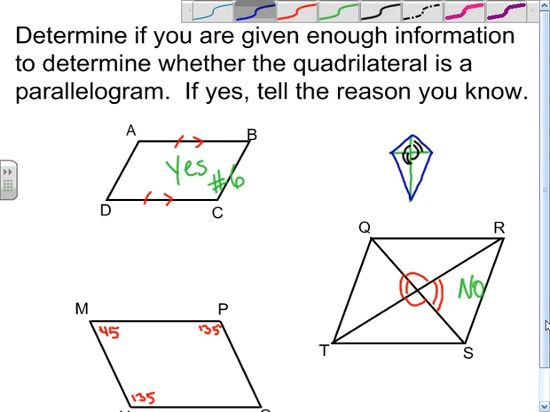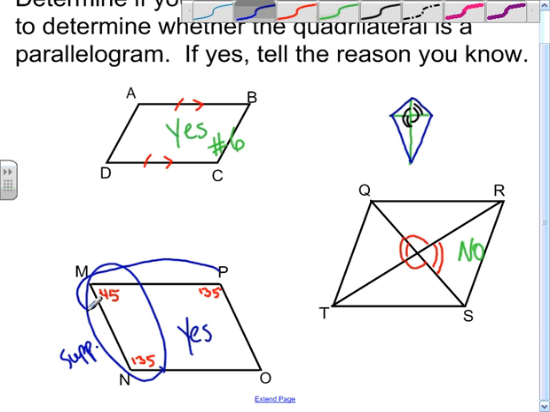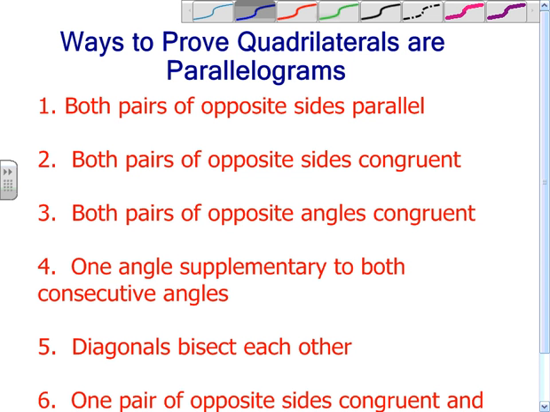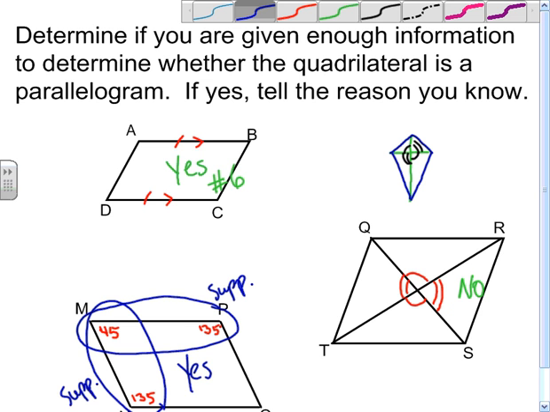In the last picture, I'm going to go again and say yes. I see these 2 angles are supplementary. They're consecutive angles. I see these 2 angles are supplementary. They're consecutive angles. M is supplementary to both its consecutive angles. So I think we're going to go with reason number 4 there. One angle is supplementary to both its consecutive angles. Angle M is supplementary to both its consecutive angles.